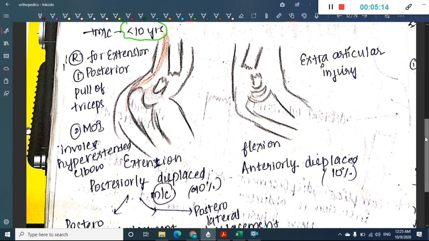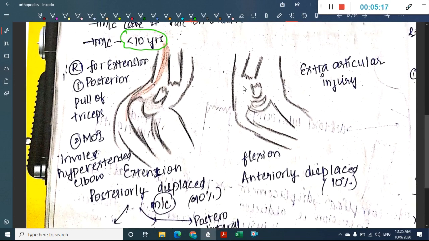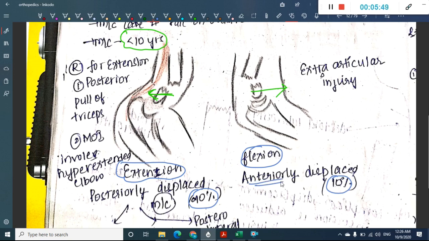This supracondylar fracture is of two types. One, we have extension type, second we have flexion type. In extension type it is posteriorly displaced, in flexion type it is anteriorly displaced. What is most common among the extension type and flexion type? If you see, this extension type is seen in 90%, whereas the flexion type is seen in only 10%. This flexion type is anteriorly displaced, whereas the extension type is posteriorly displaced.